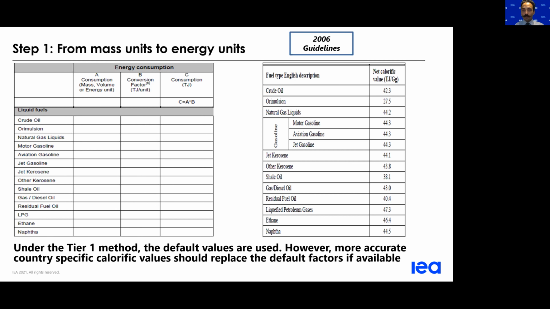As you can see on the table on the left, you can easily put the fuel activity data in mass units in column A, the calorific values in column B, and column C is a simple multiplication of column A and B, which provides the fuel consumption data in energy units. This is the first step.